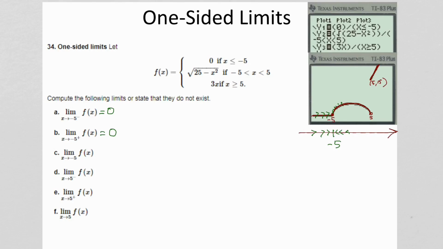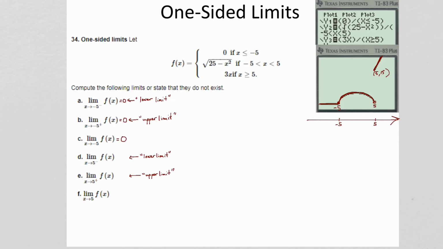Now, this is the lower limit. This is called the upper limit. And since we know the lower and the upper limit, and those are both equal to 0, we can then say the limit as x approaches negative 5 is equal to 0.